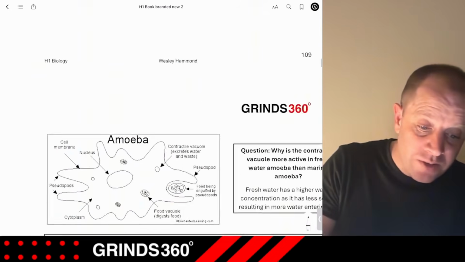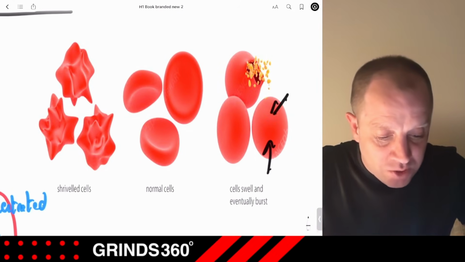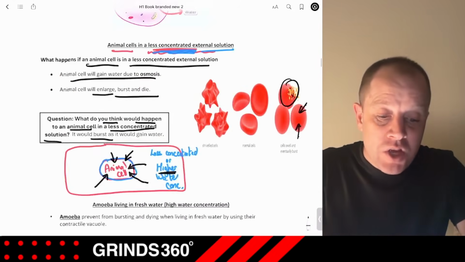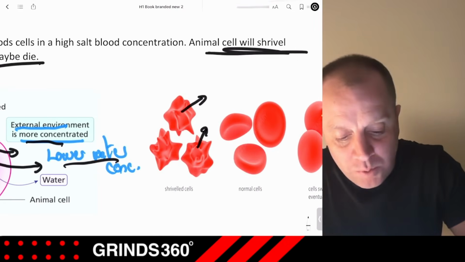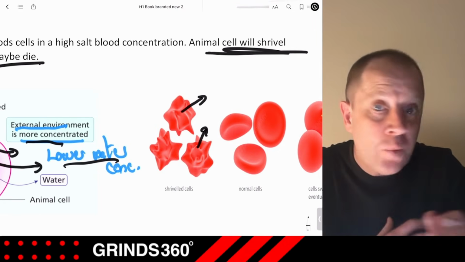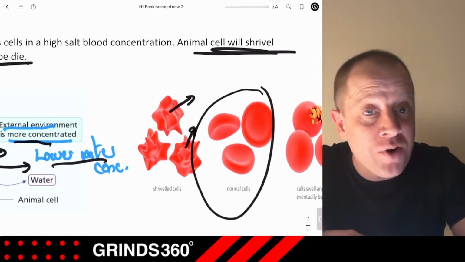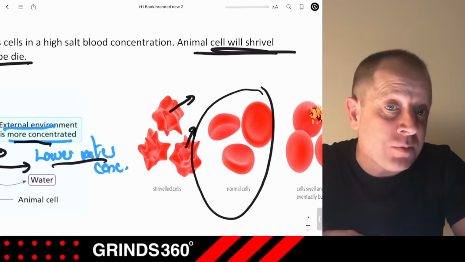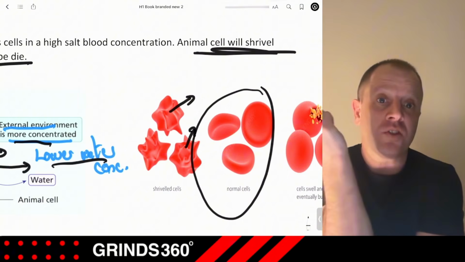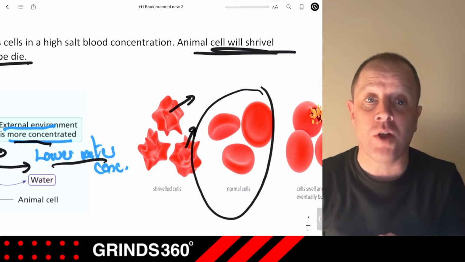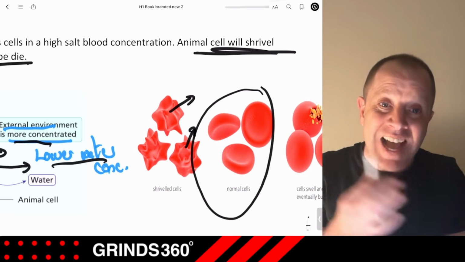So look at this here. This is a red blood cell that's gaining too much water. Due to osmosis, it bursts and dies. This here is a red blood cell that's losing water due to osmosis, and it shrivels up and dies. We don't want either to happen. We want our red blood cells to have the same amount of water entering and leaving the cell by osmosis. And that's why our kidneys are so important, because our kidneys control the salt and the water concentration of our blood. So our liquid part of the blood has the same concentration as the cells.